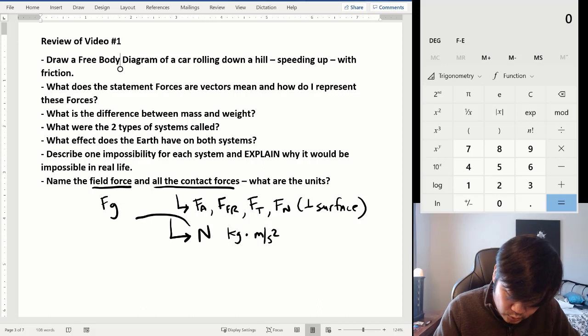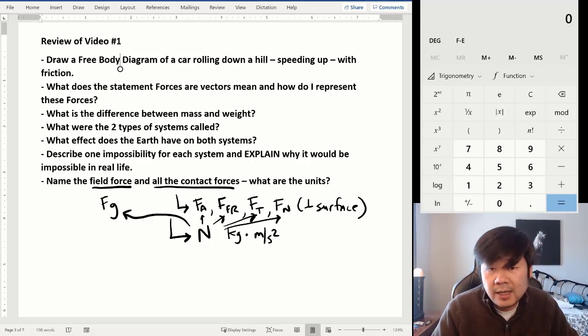And it doesn't matter which one we're talking about, whether it's weight, applied force, frictional force, tension force, or normal force. They are all measured in newtons, based off of Isaac Newton. All right, those are all your answers.